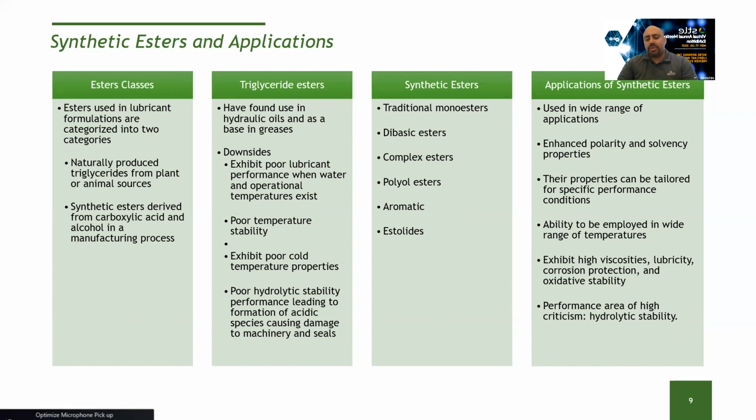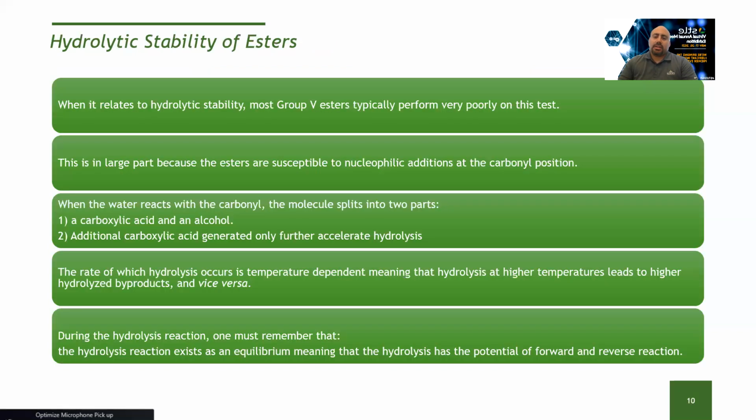But there's always an Achilles heel with esters. Lubricant formulators tend to have high criticism, especially when dealing with hydrolytic stability. So when it relates to hydrolytic stability, most group 5 esters typically perform very poorly with this test. That's because these esters are very susceptible to nucleophilic additions to the carbonyl position. So when water attacks the carbonyl, it splits into 2 parts: a carboxylic acid, an acidic component, and an alcohol.